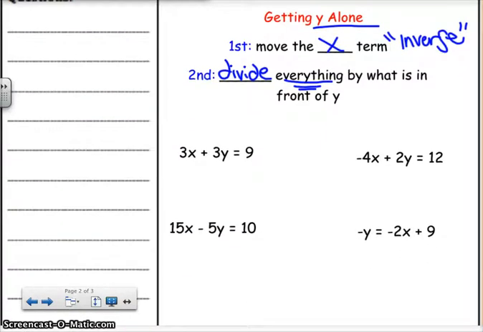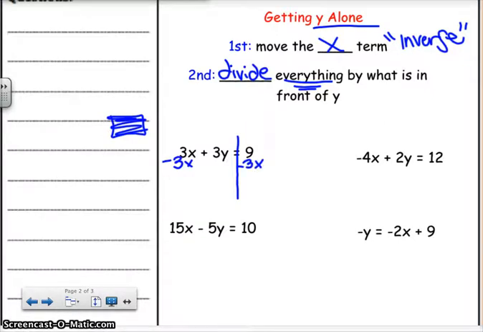Here's some examples. If I had 3x plus 3y equals 9, if I want to get y by itself, I'm going to move my x term. That is a positive 3x. How do I move positive? Subtract. I'm going to subtract 3x. So if I subtract 3x on the left side of the equal sign, then I need to subtract 3x from the right side. I have to stay balanced.